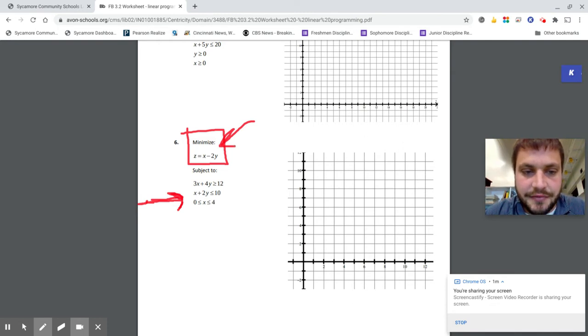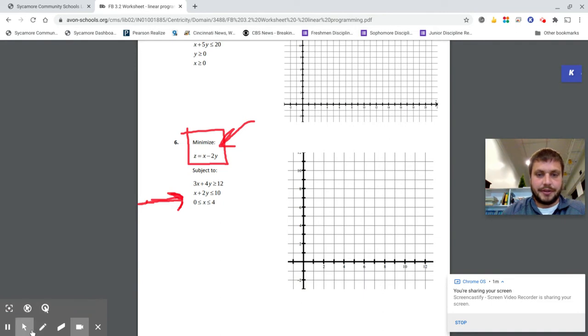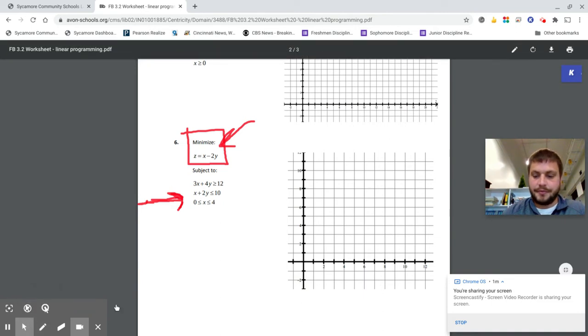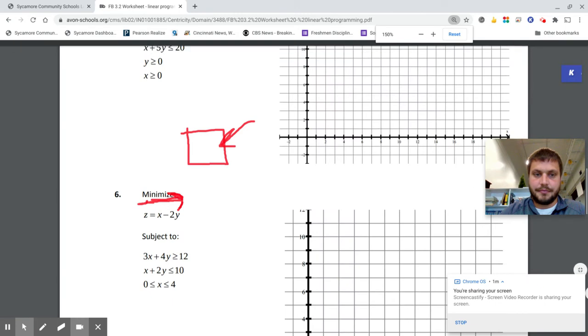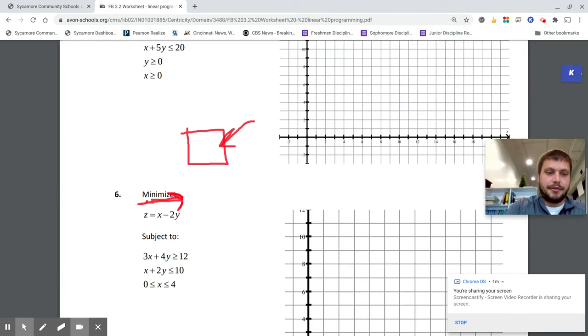Okay, the objective function. So here's what we're going to do. Let's first graph these restraints. Okay, so let's see if I can zoom in here, get this a little bit bigger for you. Okay, good. And we'll quickly erase this so we can start back to where we were.